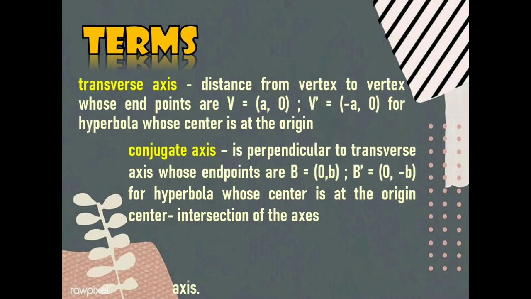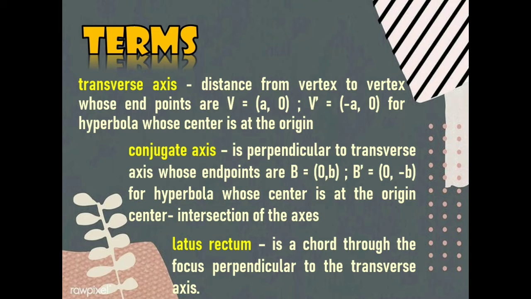Transverse axis is the distance from vertex to vertex whose endpoints are V equals (a, 0) and V prime equals (negative a, 0) for hyperbola whose center is at the origin. Conjugate axis is perpendicular to the transverse axis whose endpoints are B equals (0, b) and B prime equals (0, negative b). For hyperbola whose center is at the origin, the center is the intersection of the axes. And latus rectum is a chord through the focus perpendicular to the transverse axis.